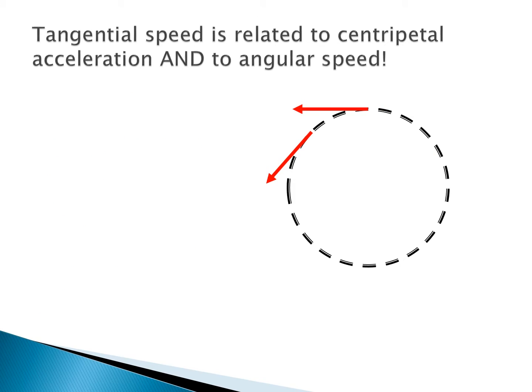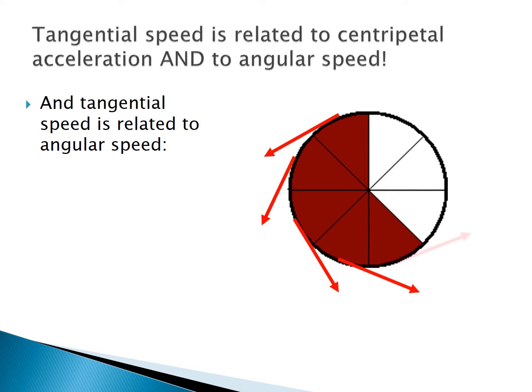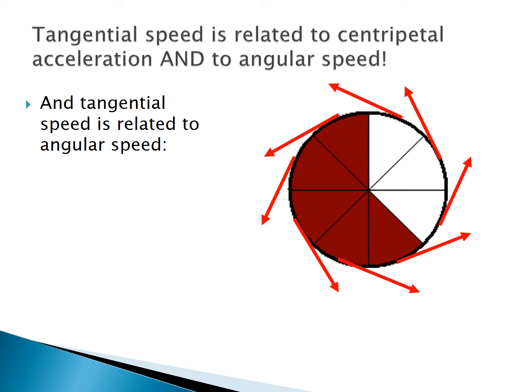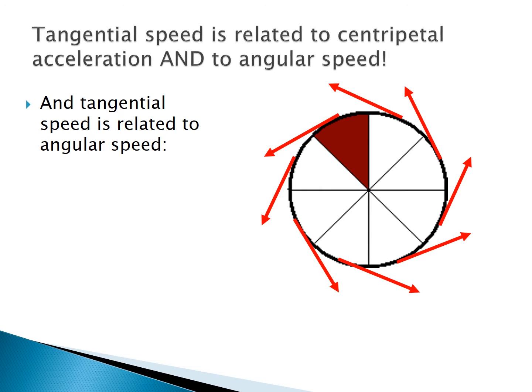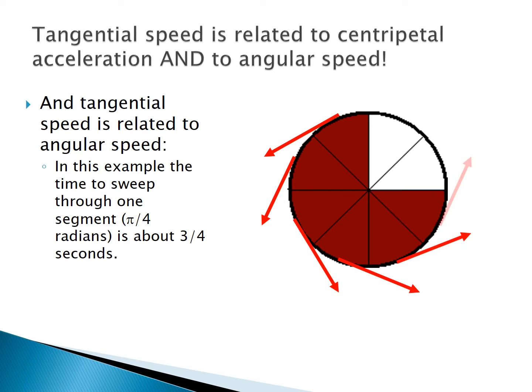Now we're going to find out that tangential speed is related to centripetal acceleration and to angular speed. So we already know that tangential speed is related to centripetal acceleration. Centripetal acceleration is v squared over r. And again, that points toward the center of the circle at all times. Also, tangential speed is related to angular speed. Here, notice that the amount of angle being swept out corresponds to a certain speed around the circular path. So in this example, about pi over 4 radians are being swept out every 3/4 of a second.